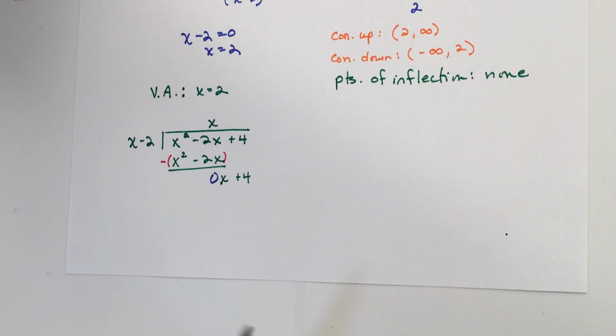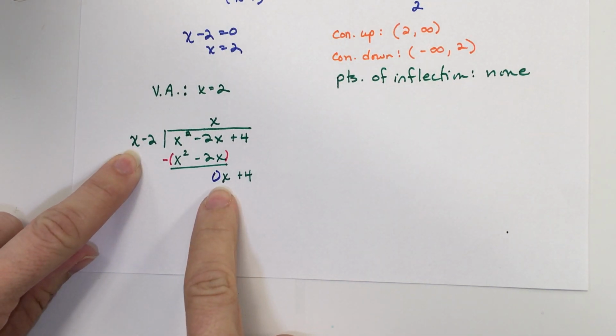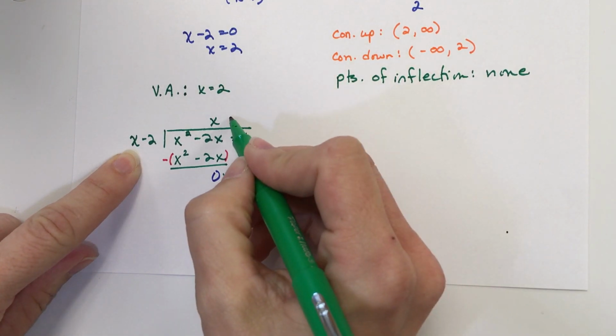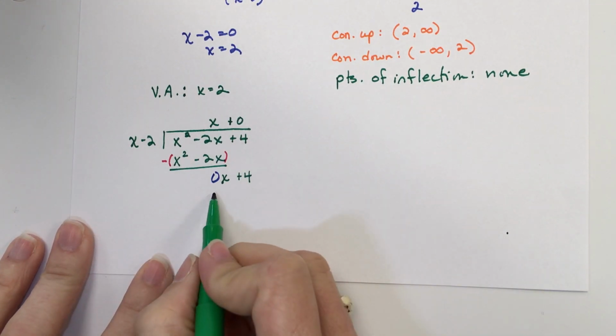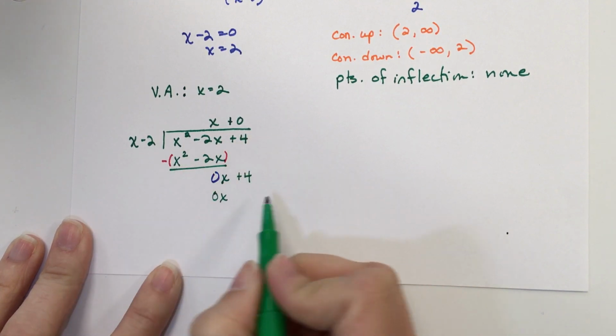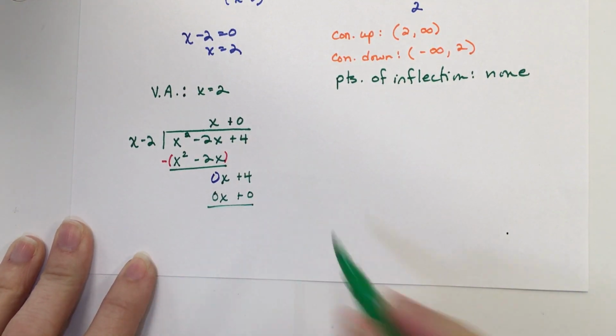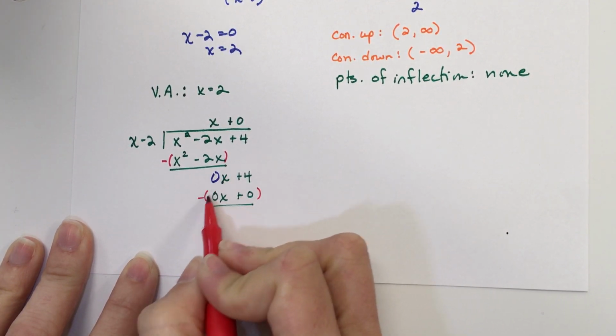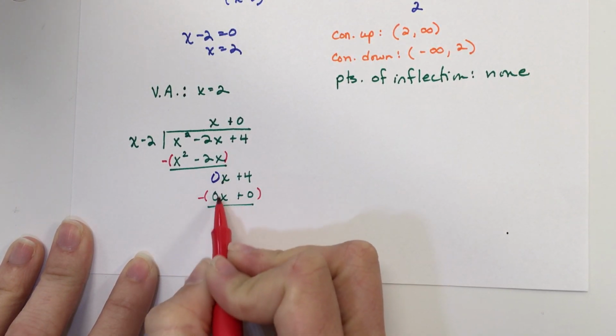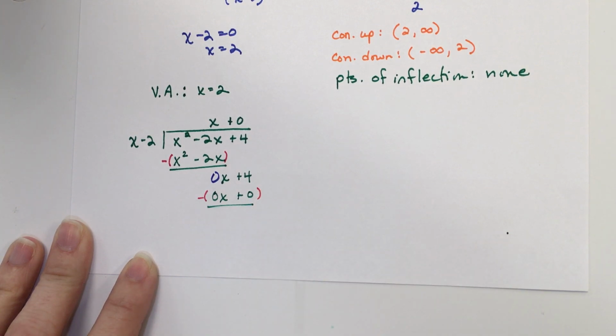Now, what would you need to multiply the x by to get 0x? That would have to just be 0. Of course, I know adding a 0 is not changing anything. I'm just carrying you through the whole process here. So 0 times x is 0x. 0 times negative 2 is 0. And then you're supposed to subtract. Of course, 0 minus 0 is 0. Again, that first column of subtraction is supposed to give you 0. But then you do 4 minus 0, and you get a remainder of 4.